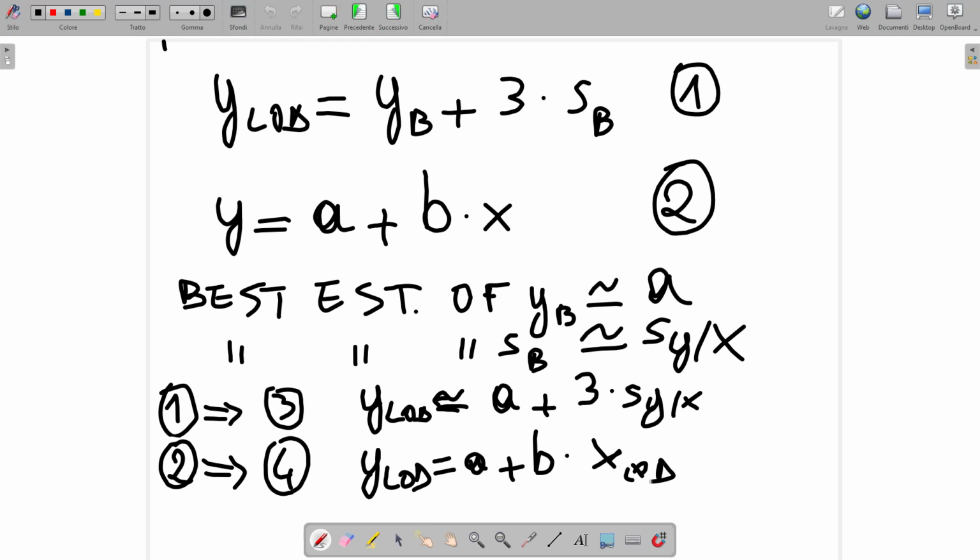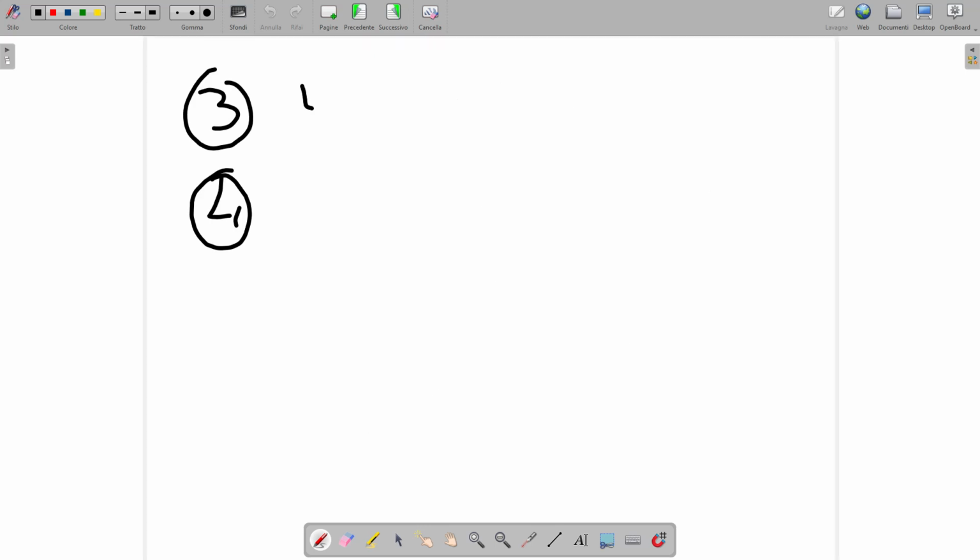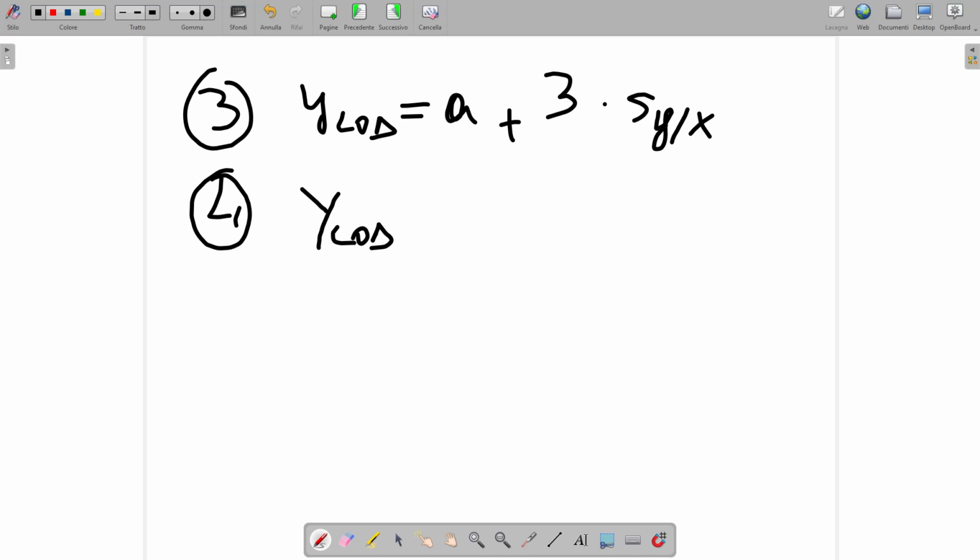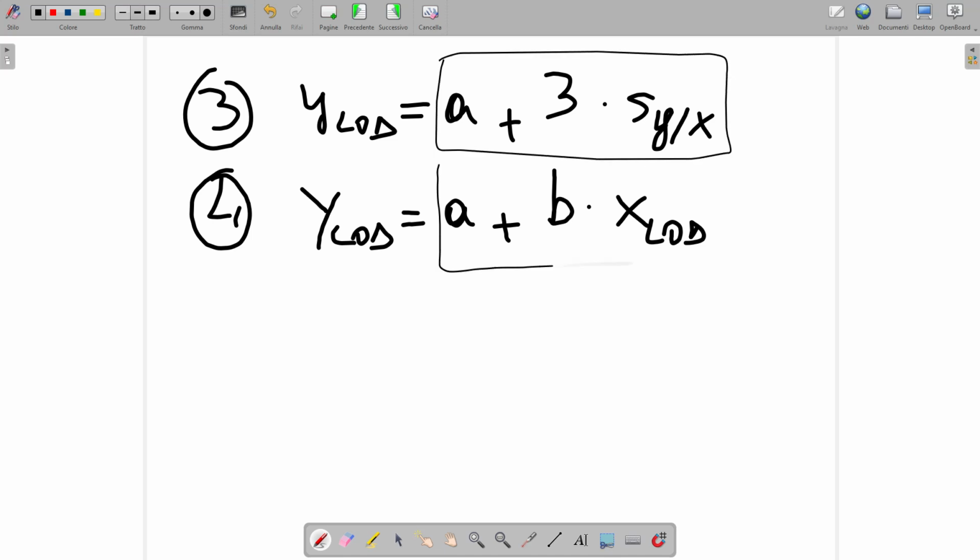Equation 3 was y0 equal to intercept plus 3 times sy over x. Equation 4 is yLOD equal to intercept plus slope multiplied by xLOD. So these quantities are equal. This one and this one.